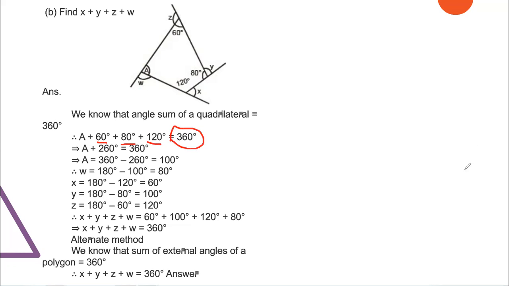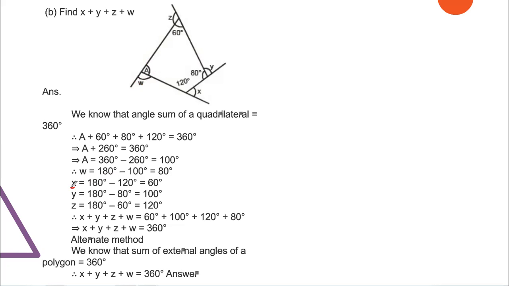Now, when you add up 60 plus 80 plus 120, your answer will be 260. So a plus 260 equals 360. Again, we'll use linear equations where 260 will be transposed to the RHS, and it converts to minus. So 360 minus 260 will give you 100. So the value of a is 100. Now you can find the value of w. It is nothing but 180, that is the linear pair, minus the value of a. So 180 minus 100 is equal to 80, which is the value of w.